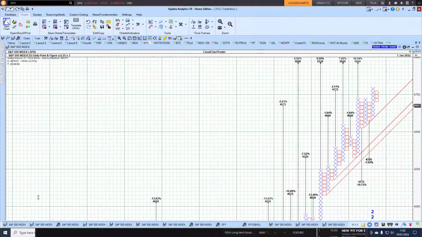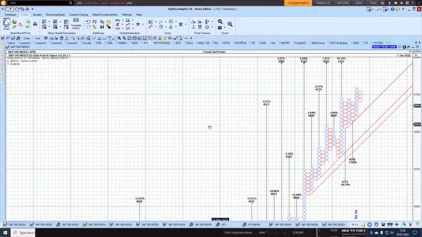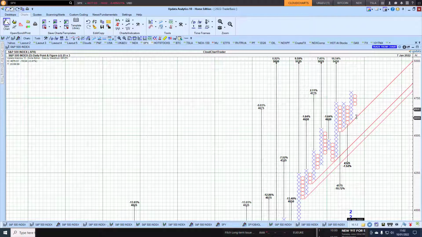And then the daily one, the 25x3 box size, 25x3 point and figure chart. So there's downside risk towards this trend line support level, the 4,600 zone, on a daily point and figure chart basis.